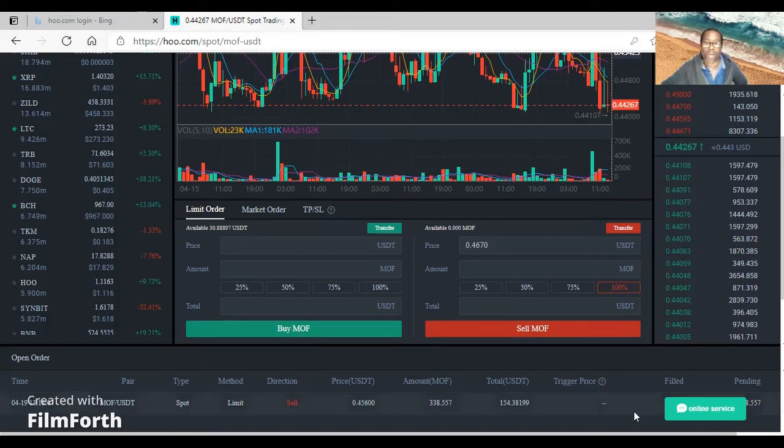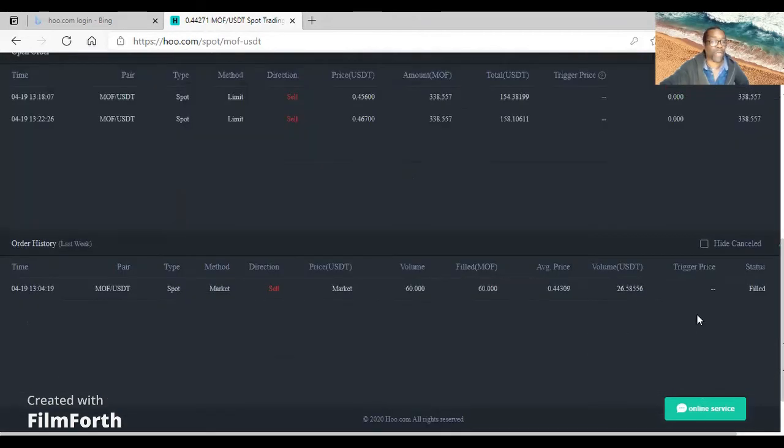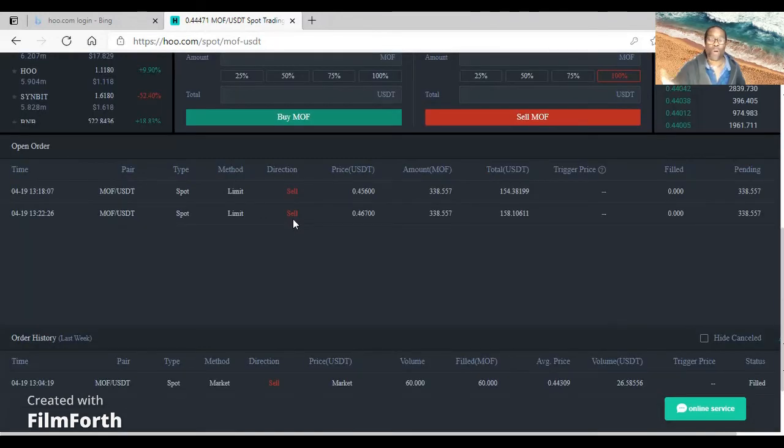Remember, I have 0 MOF. That means I've sold all that I have. Not really sold, I placed orders on all that I have. So all things being equal, I believe before the end of the day, my first order will be paid and sold, and then I will get the corresponding USDT. So that is the way you place your limit order.